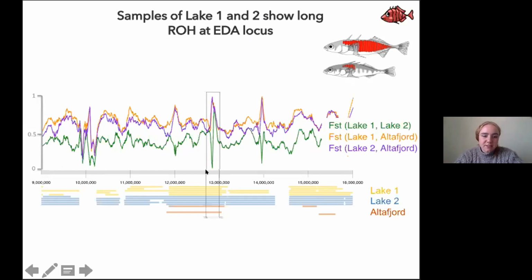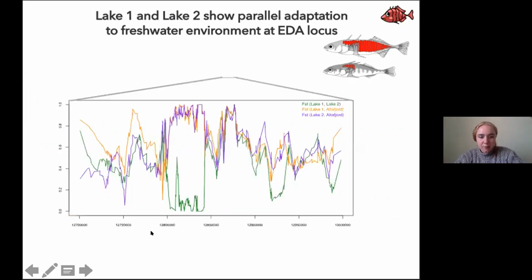But we can see this very strong drop, and when we zoom into this drop, this is the more focal EDA region now. We can see that, especially at the focal EDA region, the 2 lakes seem to carry almost the exact same freshwater EDA haplotype.